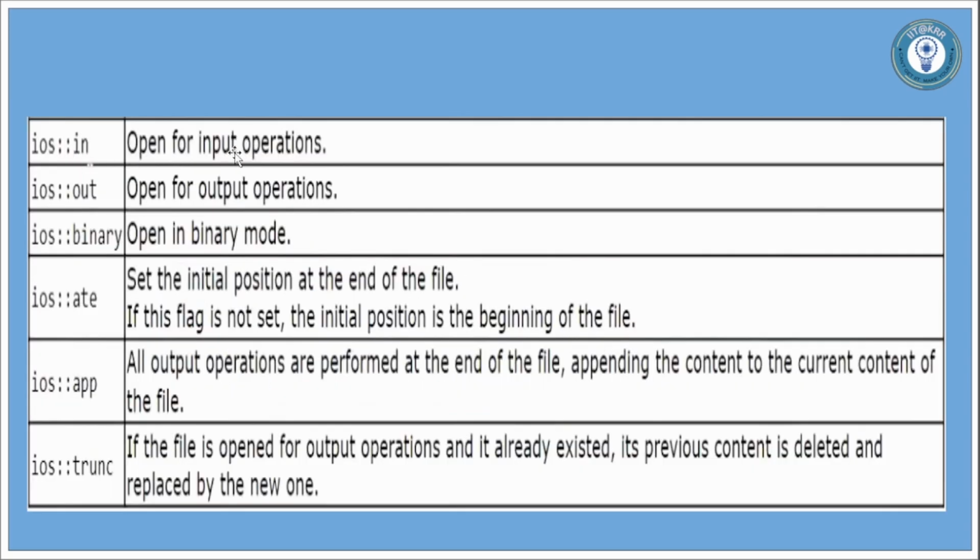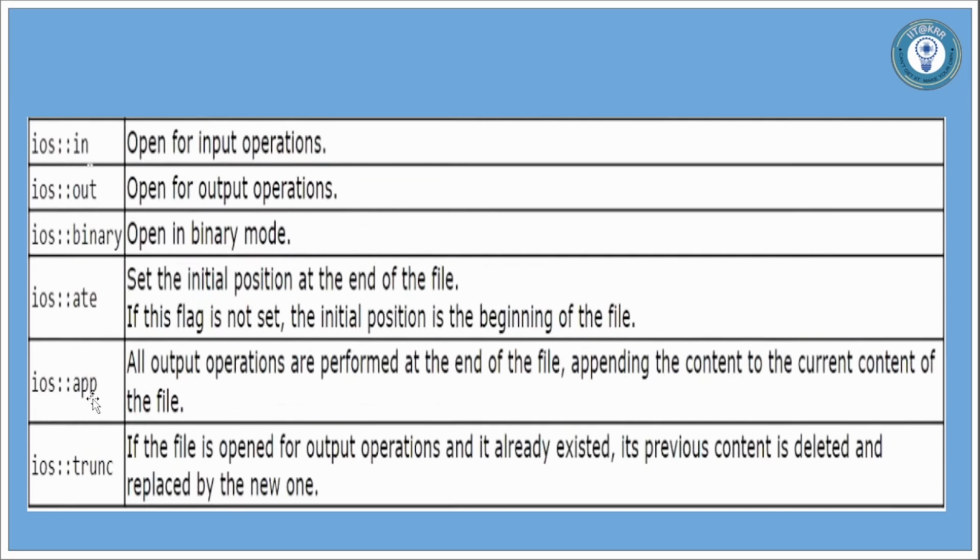This ios::in is used for input operation. It is used to read the file information. Next we are having ios::out. It is used for output operation. It is used to modify the file. Here ios::binary opens the file in binary format, and we read and write the data in binary mode. Here ios::ate sets the position at the end of the file. If this flag is not used, the initial position is the beginning of the file. And here ios::app, this app stands for append.